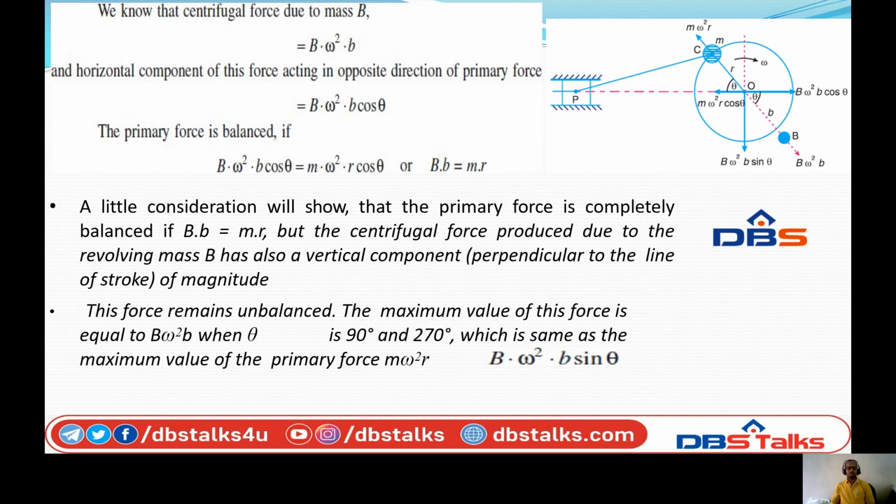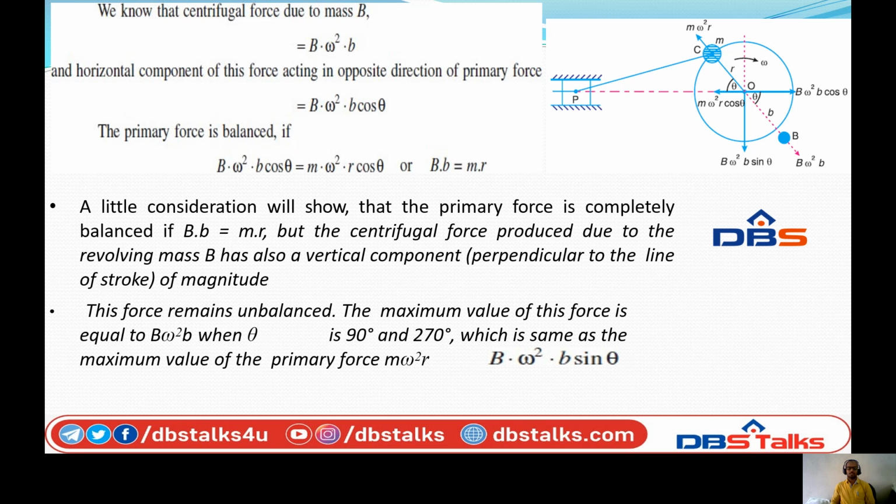So the centrifugal force due to the mass B is B omega square b. Here the m means mass, and here the mass is capital B. For mass m, the radius of rotation is r, and for mass B, which is opposite to the mass m, the radius is small b. Then the horizontal component of this force, which acts in the opposite direction to the primary unbalanced force, is B omega square b cos theta.